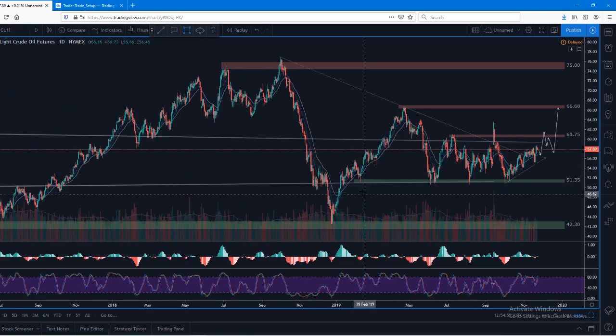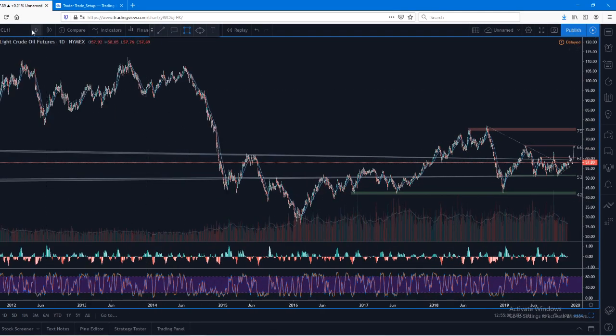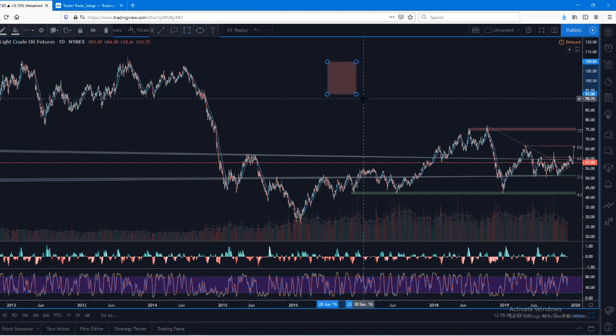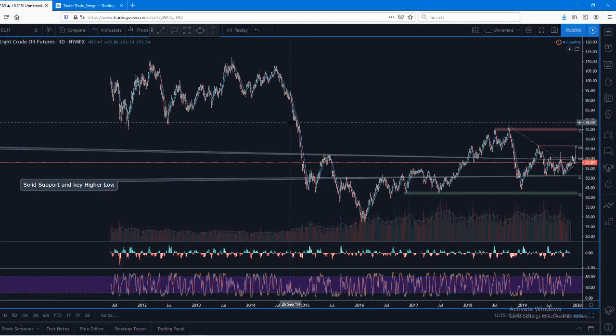So here, this overall structure is what I'm looking at on oil. If we go to the weekly, I don't need to go to the weekly. So you've got the market tipped over here, and that was back in 2014, tipped over, pressed all the way down to around 26 bucks, where it started to rally. Was that the biggest move down?